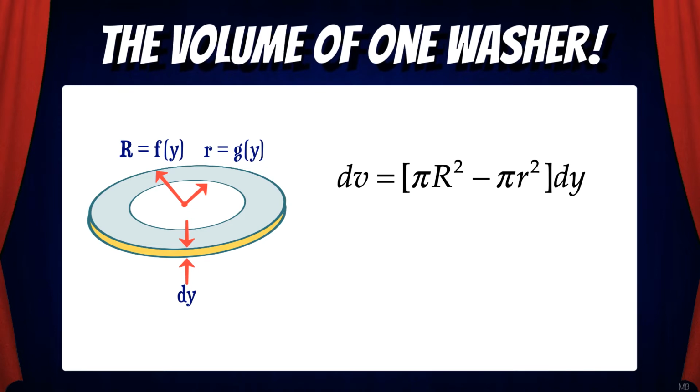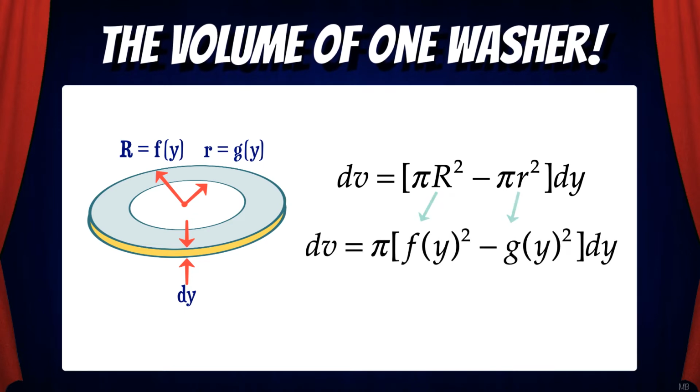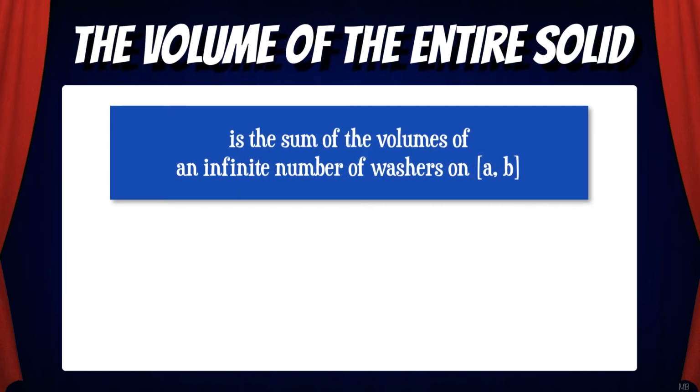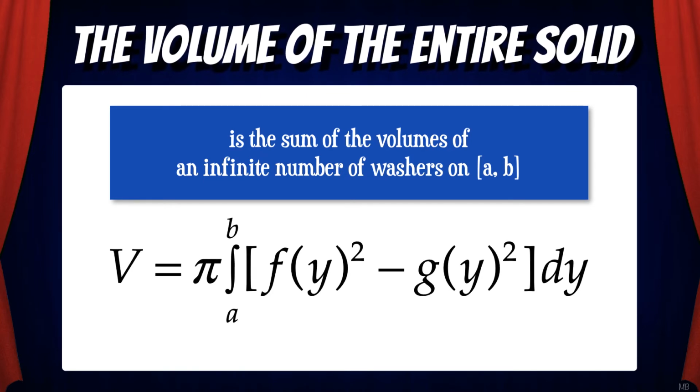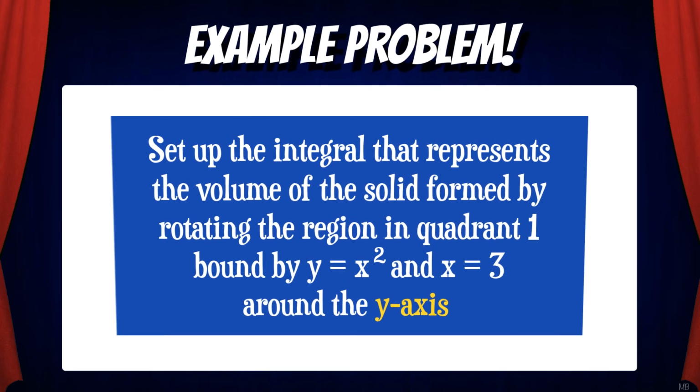Now we can find the volume of one washer, which we'll call dV. And dV equals the quantity of pi R squared minus pi r squared times dy. Then we can factor out pi and substitute f of y for R and g of y for r, and that gives us pi times the quantity f of y squared minus g of y squared, all times dy. The volume of the entire solid is the sum of the volumes of an infinite number of washers on the interval a, b, and we can find this by using integration. That means V equals pi times the integral from a to b of f of y squared minus g of y squared, all times dy. Let's do an example problem.